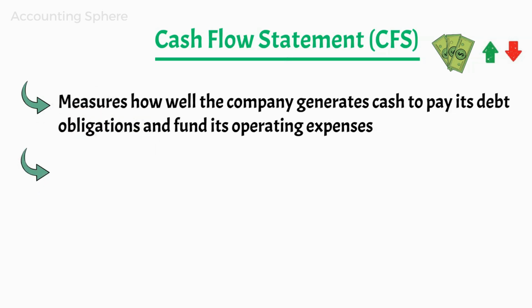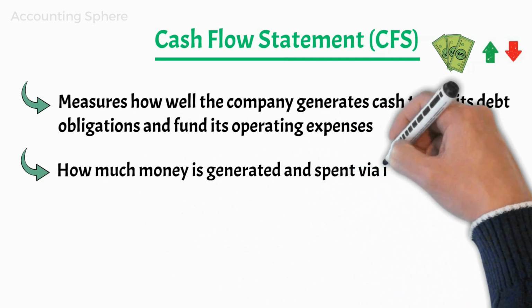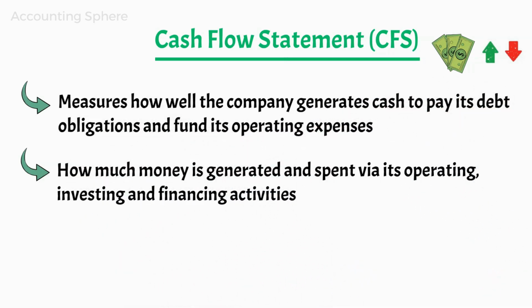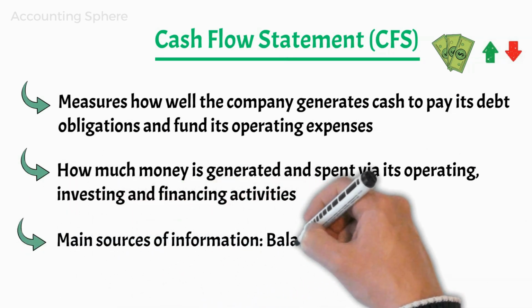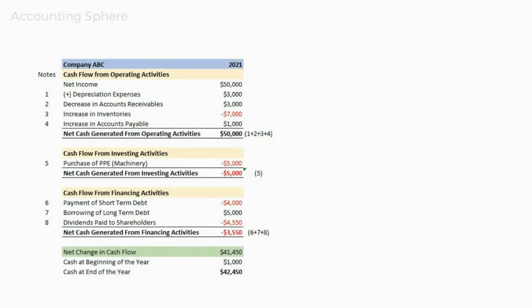A company will be able to see how much money is generated and spent via its operating, investing, and financing activities. The balance sheet and income statement will provide much of the information for the cash flow statement. Here, an example of how a cash flow statement may look like.